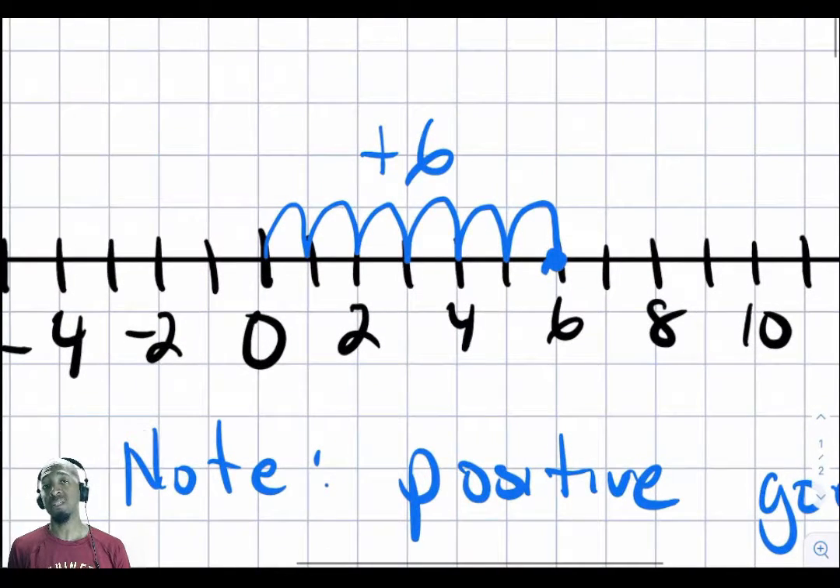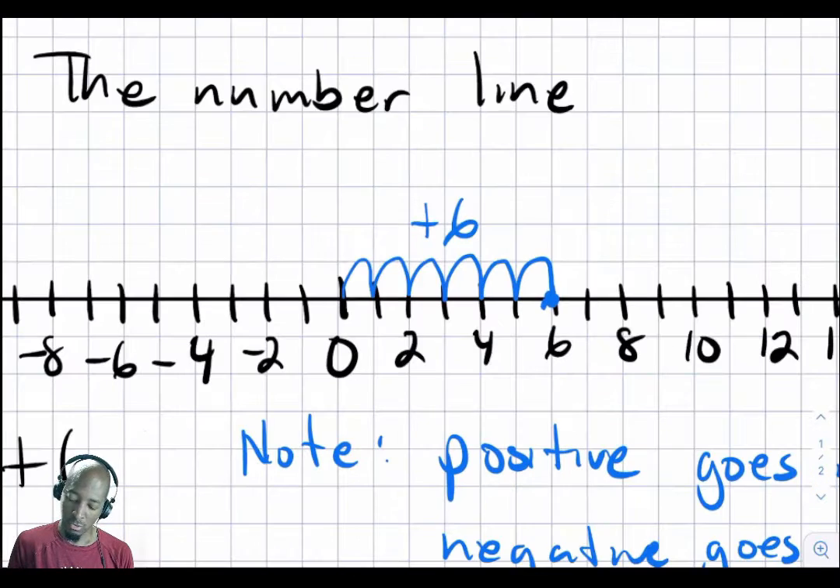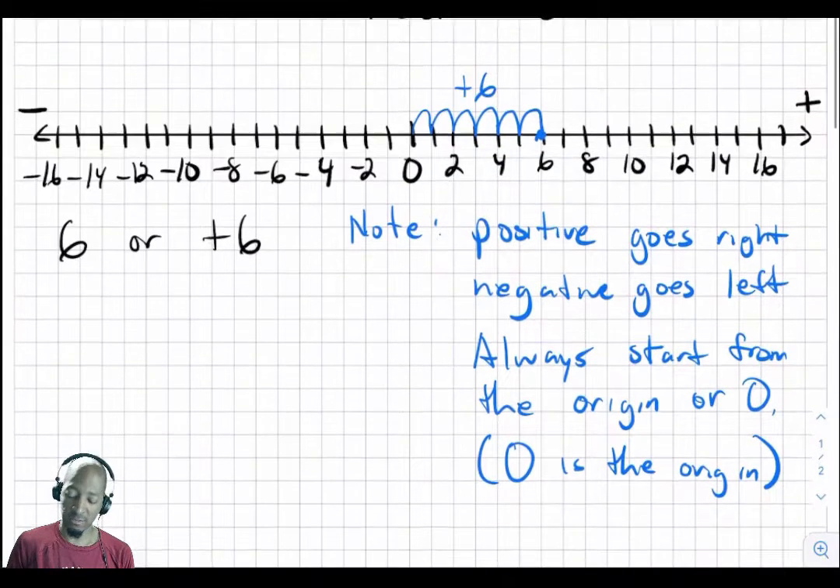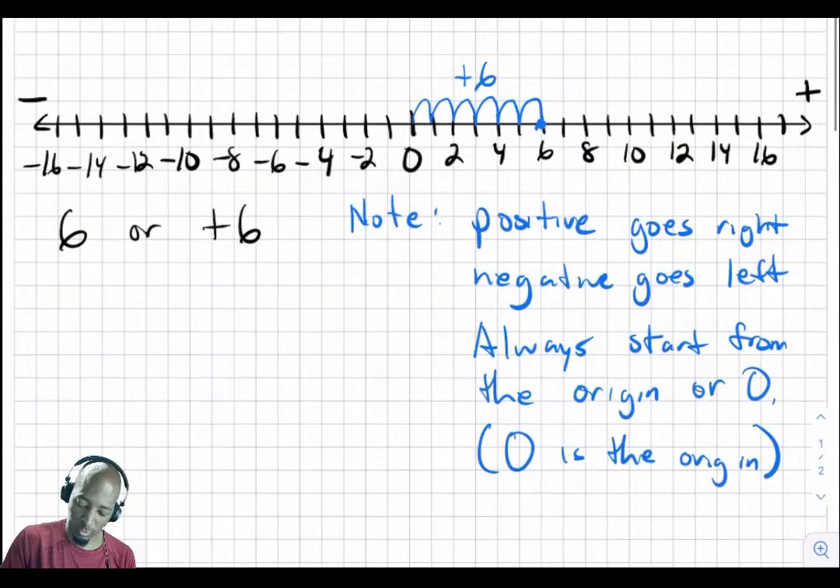So again, plus is telling me I'm going to the right. The 6 is telling me how many units. I'm going 6 units. Plus is telling me I'm going to the right, and 6 tells me I'm going 6 units in that same direction. So in this case, 6 units to the right. Positive means right, negative means left. Now what if we did have a negative value? What if we did have that?